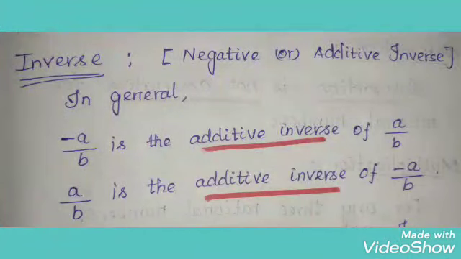The next, inverse property. First, negative or additive inverse, right? In general, minus a by b is the additive inverse of a by b. A by b is the additive inverse of minus a by b. Additive inverse is nothing but we have to change the sign of the particular rational number. For example, the additive inverse of minus 5 equals 5, and of 5 equals minus 5. That's it. Is it clear? This is negative or additive inverse.